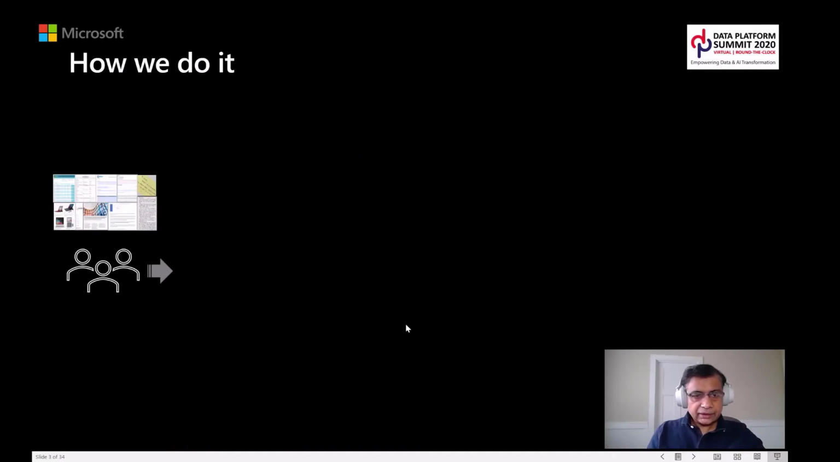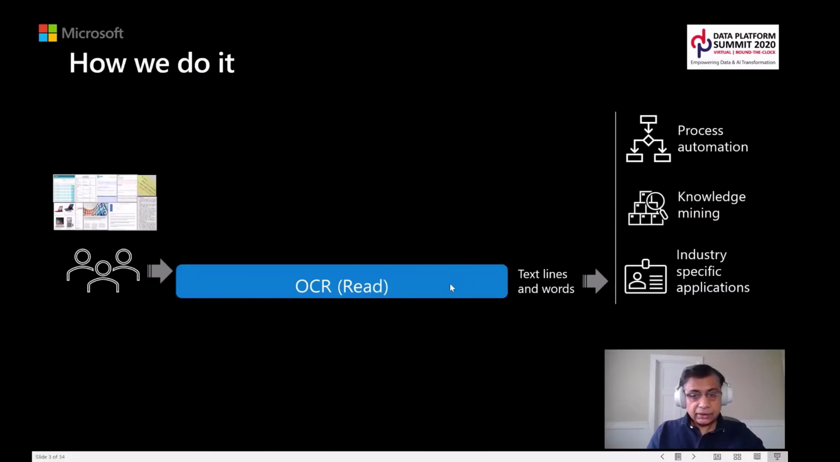How we do it? Well, there's one group of customers who will come and use our OCR service to get all text lines and words, and then they will apply their business logic, business rules, post processing of those raw text to enable those three big scenarios we talked about.